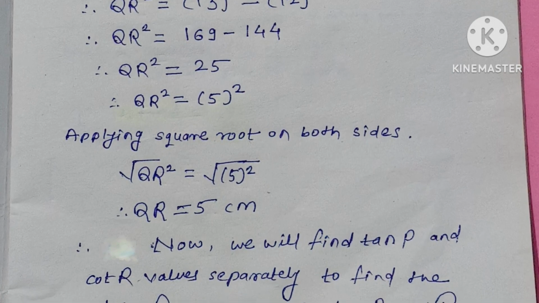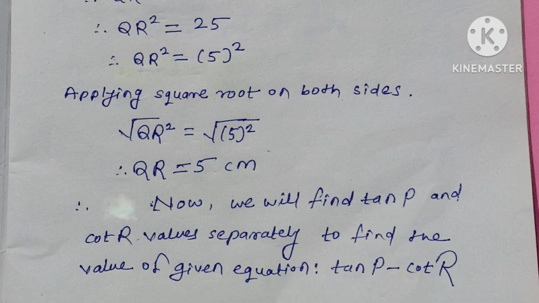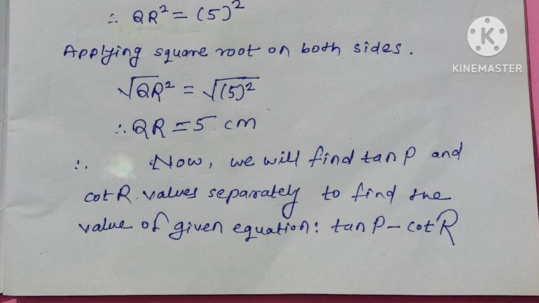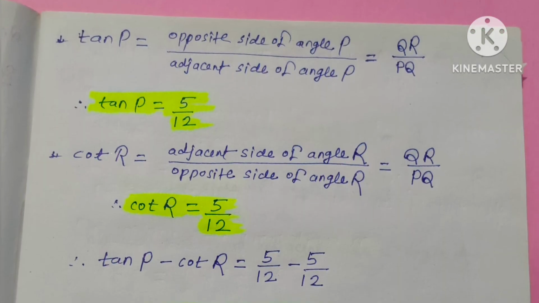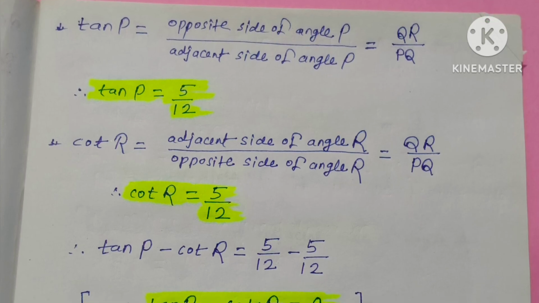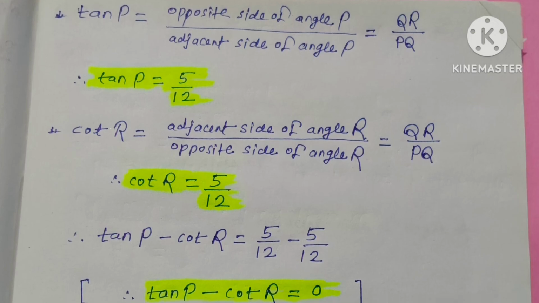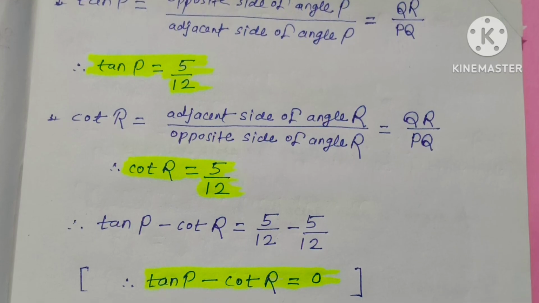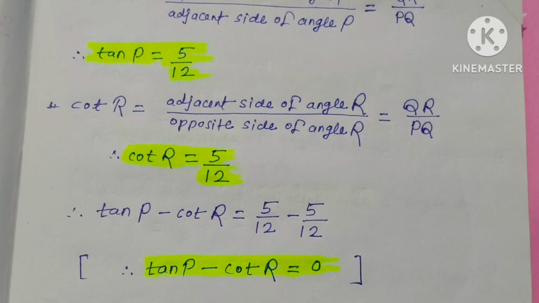So again, same thing. If you see the tan P and cot R, both are the complementary angles in the same triangle. So tan and cot of complementary angles in the same triangle will always be equal, which we will see here. Okay, so tan is nothing but the opposite side of the angle divided by adjacent side of the angle, and cot is adjacent side of the angle divided by opposite side of the angle. So by substituting the values, we'll find both the values are coming equal, and when we put the values into the equation, which is tan P minus cot R, we'll get the final answer as 0.